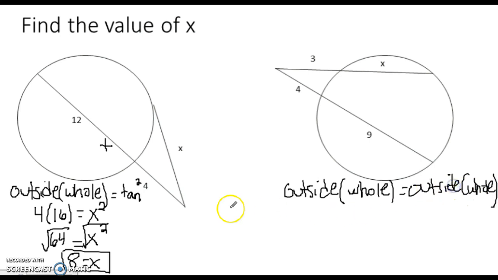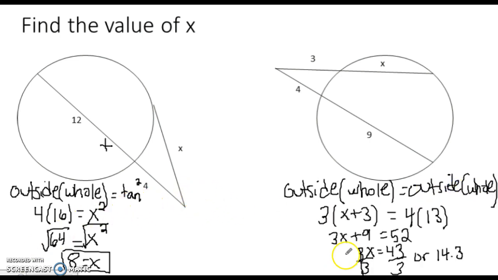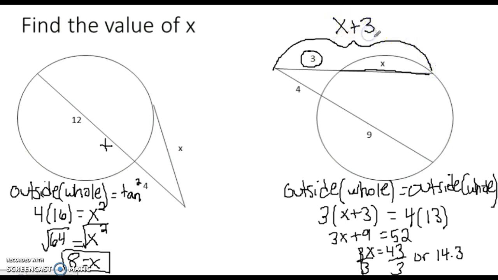So go ahead and pause the video, try to substitute it in, and solve it. Alright, so here's what I got. I got 14.3, and this is the step that I want you to pay super close, careful attention to. Remember, the outside value is 3. That's pretty straightforward. But then the whole value is not x. X is only the inside piece. So to get the whole distance, you would need to add those two things together.